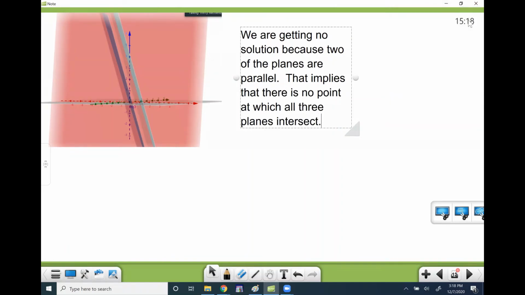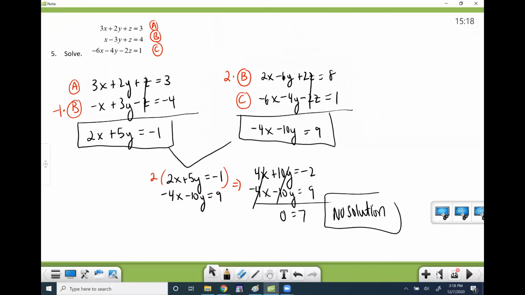Now, you can actually spot parallel planes right away sometimes. This first equation and this last equation are almost a multiple of each other. Notice if you multiply by negative 2 to the 3, you get negative 6. If you do negative 2 to the 2, you get negative 4. And if you do negative 2 to the z, you get negative 2. So just by multiplying by negative 2, all of these match. However, when I multiplied by negative 2 to that, it didn't match. That implies parallel planes.